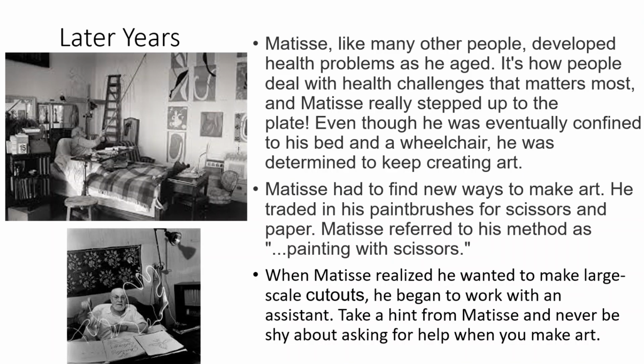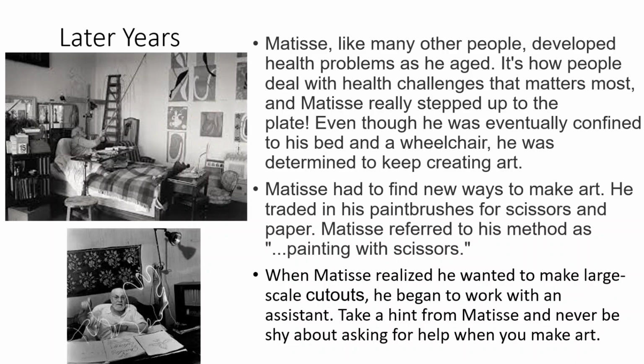In his later years, Matisse, like many other people, developed health problems. It's how you deal with those problems that matters most. And so Henri Matisse responded by creating a brand new type of artwork for himself. He began to get rid of the paint brushes and the pastels that he'd used previously, and traded those for scissors and paper. He was able to cut these large shapes out. He began to paint with these large pieces of color, paper and fabric and that sort of thing.